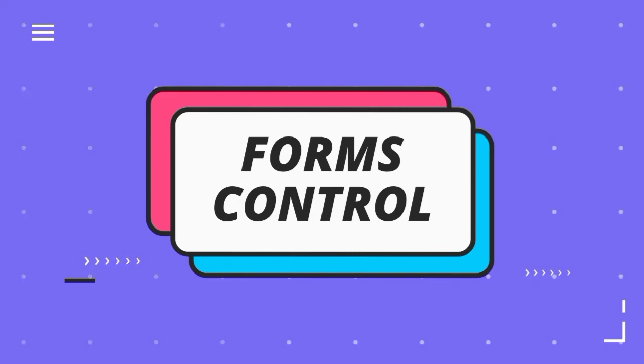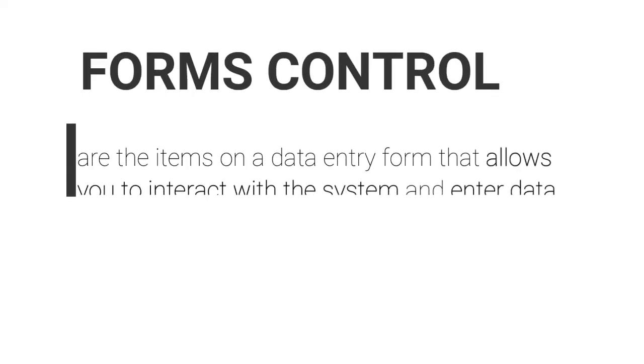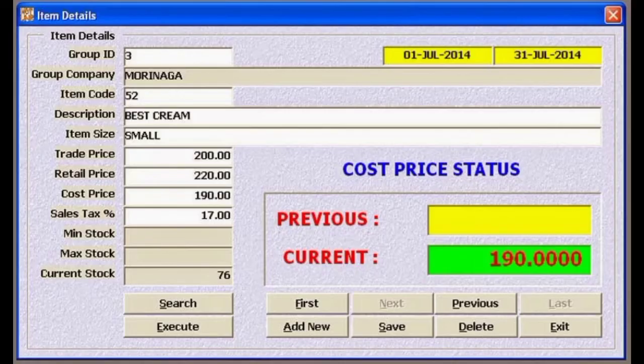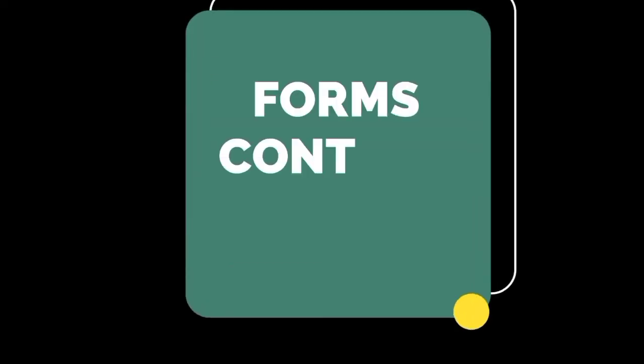Forms control. Forms controls are the items on a data entry form that allow you to interact with the system and enter data. This is what an example of a form looks like. Here is what's included in a form.